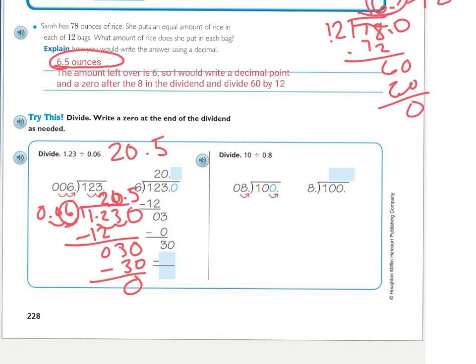So let's do the next one. Actually, they did it over here, so I'm going to put my 5, my 30, and my 0. There we go. So on this one, again, I kind of want to rewrite it so you guys remember how to do this.